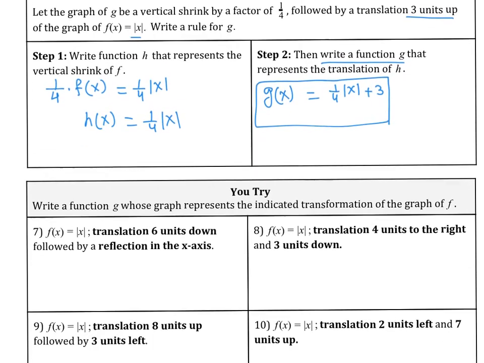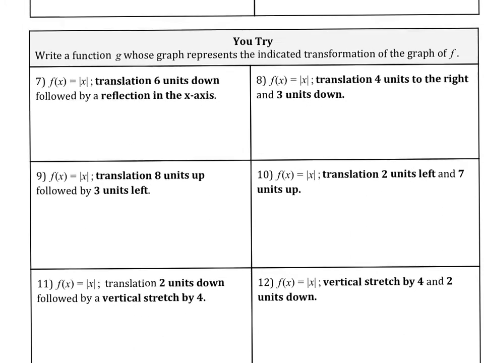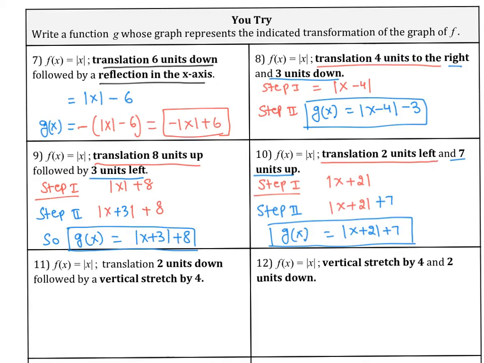Now let's do the U-try problems here on the bottom section. Number 7. f(x) equals absolute value x. Translate 6 units down. So first we translate 6 units down, so minus 6 outside. And then we are going to reflect the graph over the x-axis. Reflection means that you multiply the function by -1. So distribute the -1 inside. Your final answer for the function is negative absolute value x plus 6.